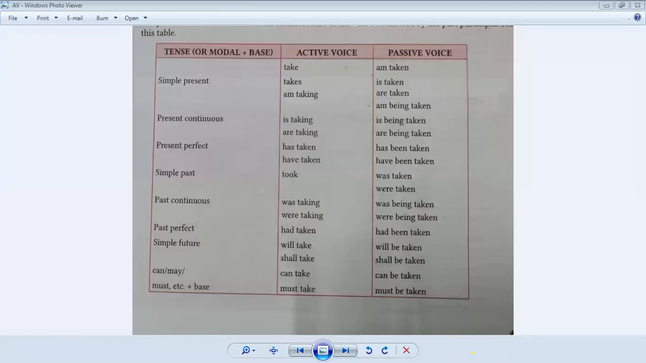Okay. Will and shall. Where to use will and shall? It will depend on the sentence. If in the given sentence they have used will, you will also use will. So it will be will be. And if in the original sentence they have used shall, you will use shall. We are not changing any verb. Whatever is there in the original sentence, you will use that.